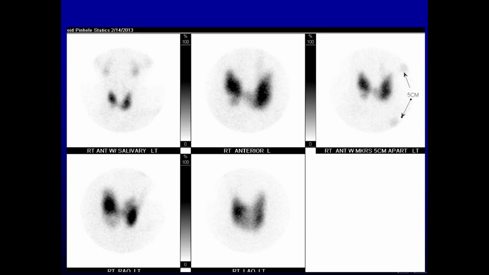And as we see, there is a diffuse homogeneous uptake throughout both lobes of the thyroid gland with increased thyroid to salivary gland ratio, clearly salivary glands are at a much lower level of activity as compared to the thyroid gland. This gives us an impression of thyrotoxicosis. And what is remarkable here is the presence of a cold or photopenic nodule in the inferior pole of the right thyroid lobe. So in this case, we have Graves' disease and a cold thyroid nodule.